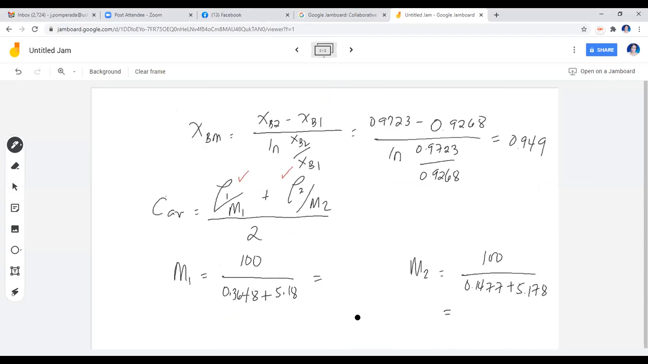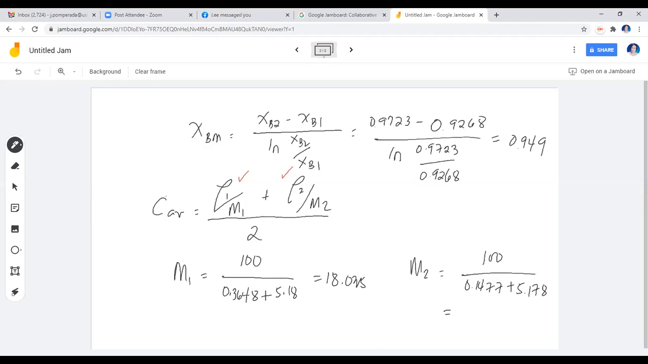In the first here, you will have 100 and you divide it by the sum of 0.3648 and 5.18. This should give you 18.035. The other one is 100 divided by 0.1477 plus 5.178.